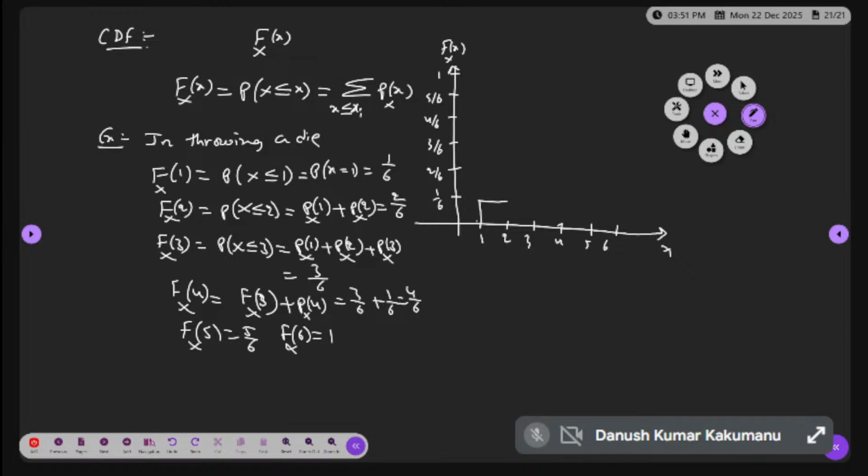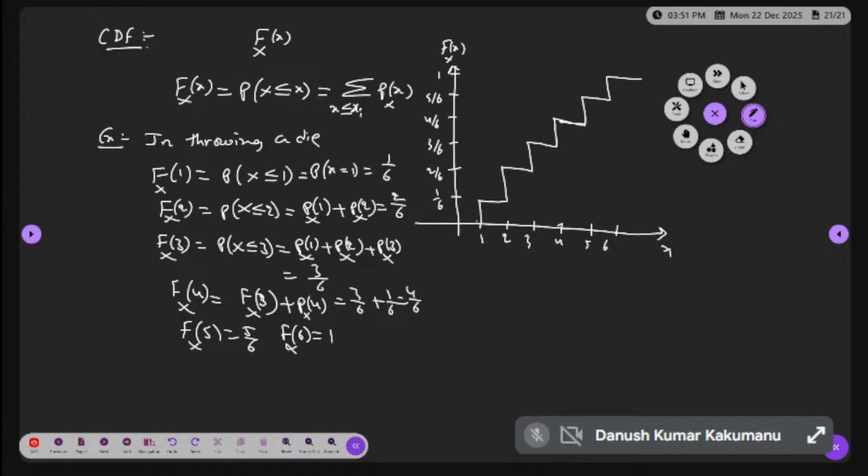What is CDF of 1? 1 by 6. CDF of 2 is what? 2 by 6. CDF of 3 is 3 by 6. CDF of 4 is 4 by 6. CDF of 5 is 5 by 6. CDF of 6 is 1.